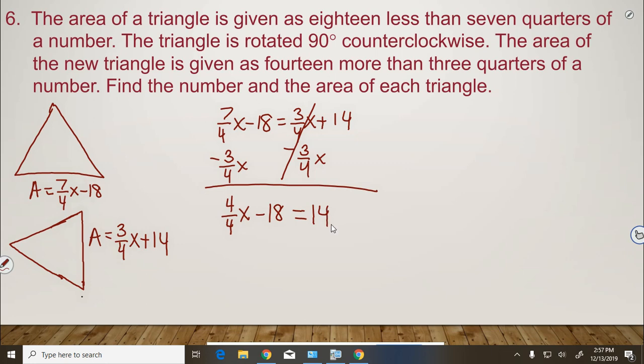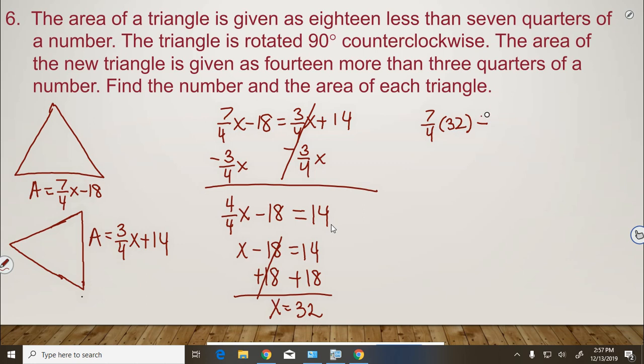So that's just one x. So x minus 18 equals 14. Add 18 to both sides. We get x equals 32, because 14 plus 18: 4 plus 8 is 12, carrying the 1, we get 32. So now we have x, we can plug that in, find the area, and prove that those two are the same. So we have 7/4 of 32 minus the 18. 32 divided by 4 is 8, times 7 is 56.